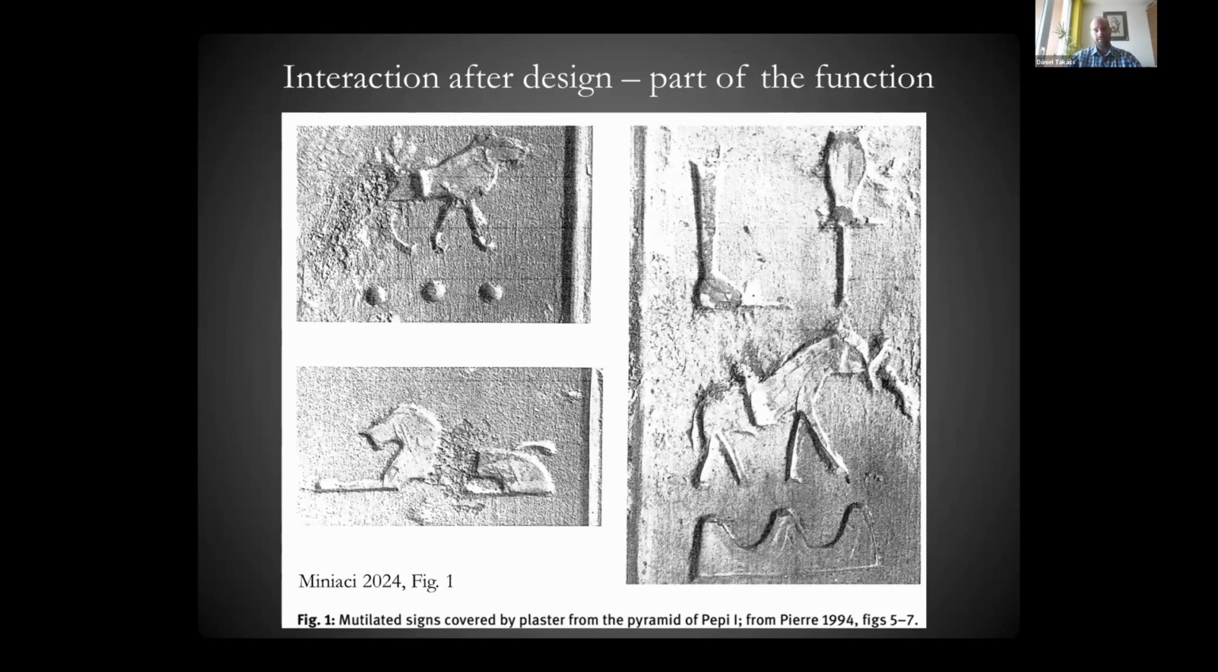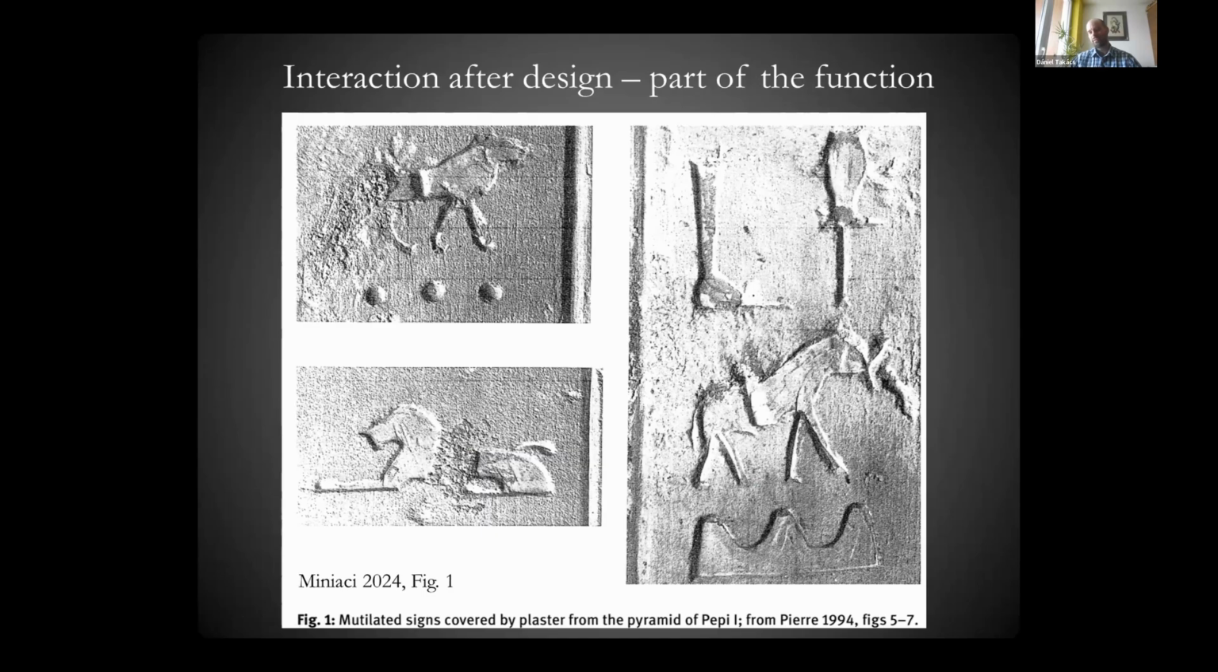And one final example showcases another type here, where inscriptions written in pyramid burial chambers, which we call pyramid texts today, were intentionally modified after the execution. So you can see that there the line is half covered with plaster here, or covered with plaster here, or covered in plaster here to interact with this sign.